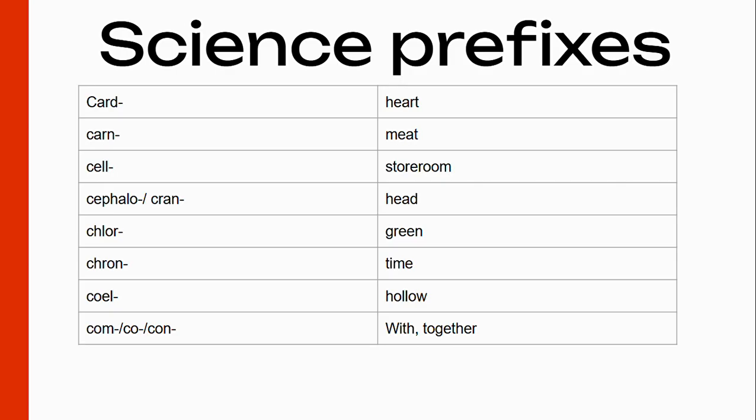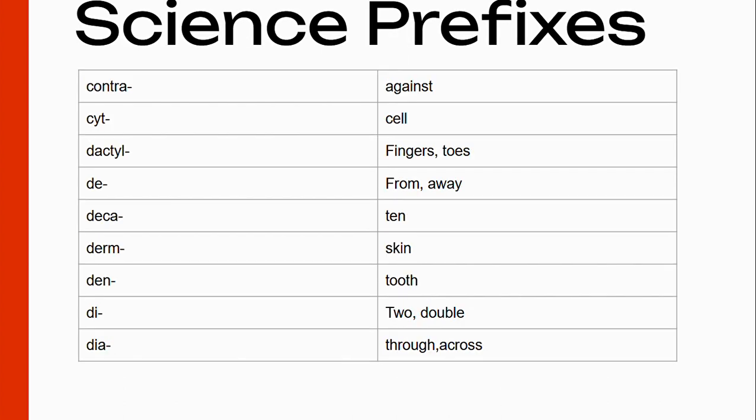coel for hollow, chrono for time, co or con for with or together, contra for against, cyte for cell, so you can think of leukocyte or lymphocyte, just to name a couple cell types in your body. We have dactyl for fingers or toes, de for from or away, deca for 10, derm for skin, so you can think of the dermis or epidermis.